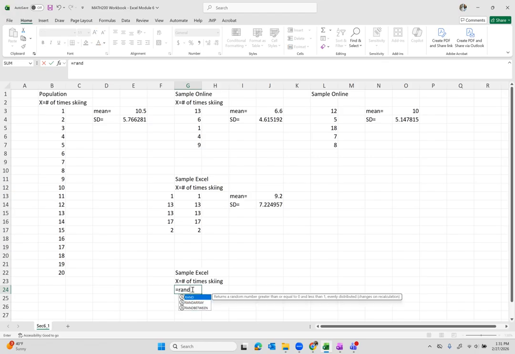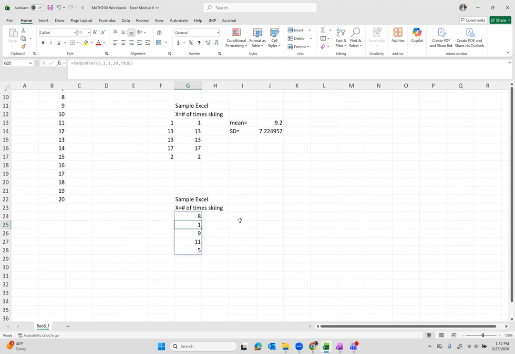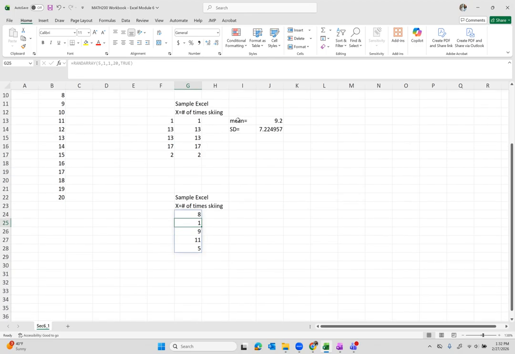Equals RANDARRAY. And I want 5 rows, 1 column, 1 is the min, 20 is the max, and true for integers only. So I'm going to get this one. 8, 1, 9, 11, and 5. You see, every time you do something in Excel, the RANDARRAY regenerates 5 random numbers. So let's copy the mean and the standard deviation calculations so we don't have to redo them. And I got a mean of 6.8.